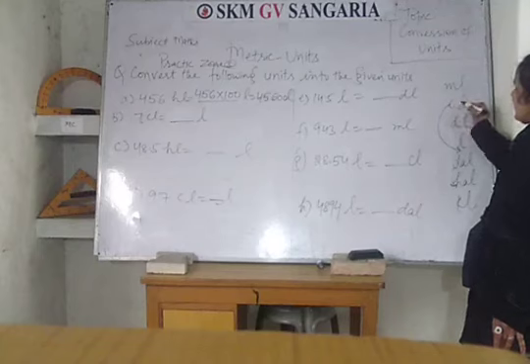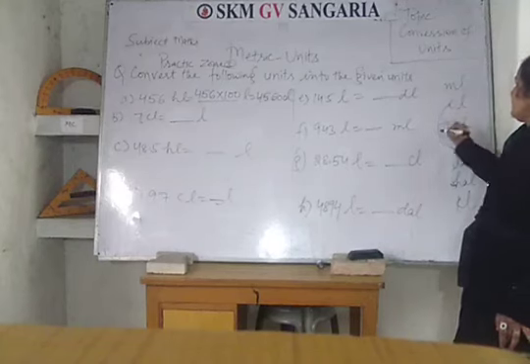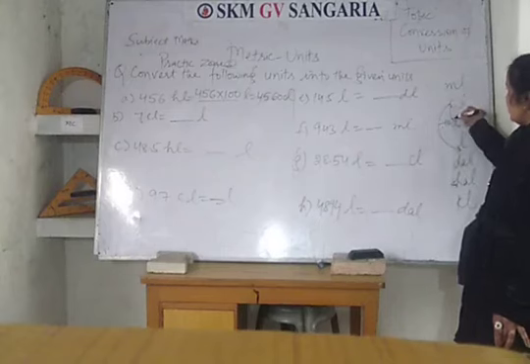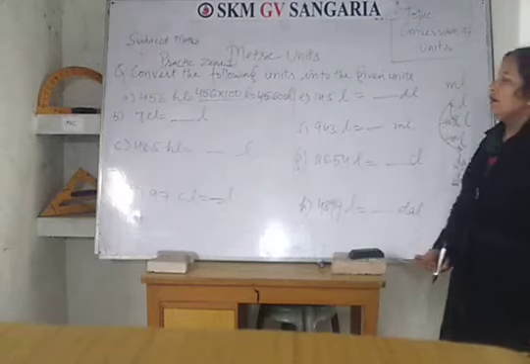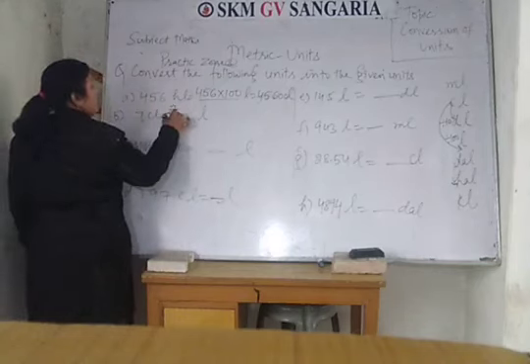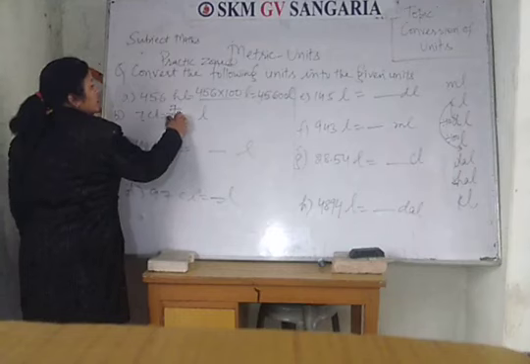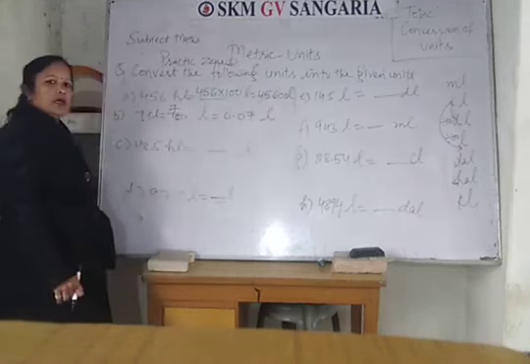Now centiliter is to be converted into liters. When centiliter is converted to deciliter, you divide by 10. When centiliter is converted into liters, you divide by 100. So 7 will be divided by 100, the unit will be converted into liters, and it will be 0.07 liters.